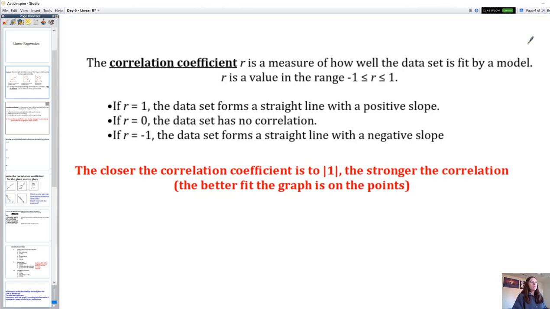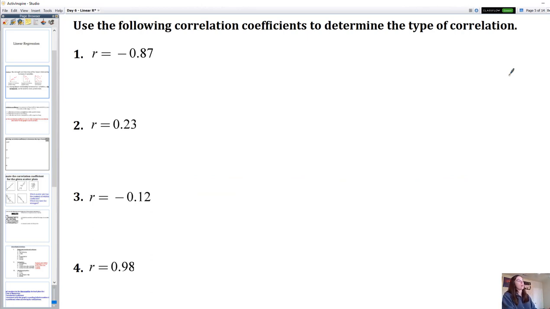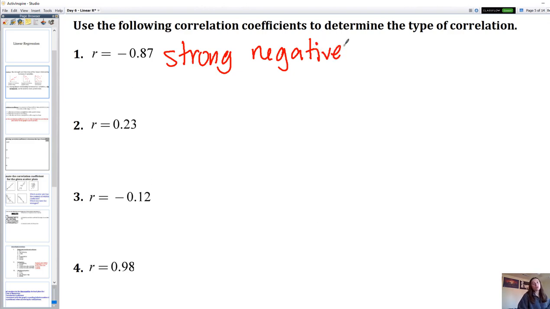The closer that the correlation coefficient is to the absolute value of 1, either 1 or -1, the stronger the correlation is. So here we have different values of R, different correlation coefficients, and we need to determine what type of correlation they are. So first we have R equals -0.87. That's a negative number that's pretty close to -1, so we call that a strong negative correlation. It's negative, but it's pretty close to -1, so that's why it's strong.